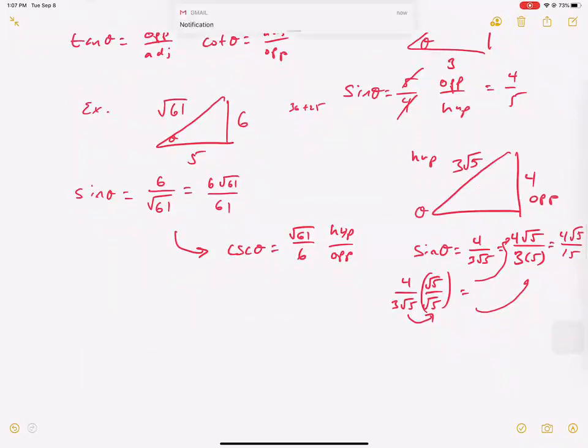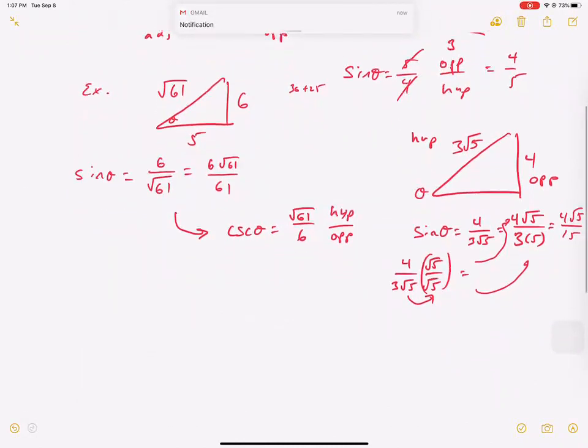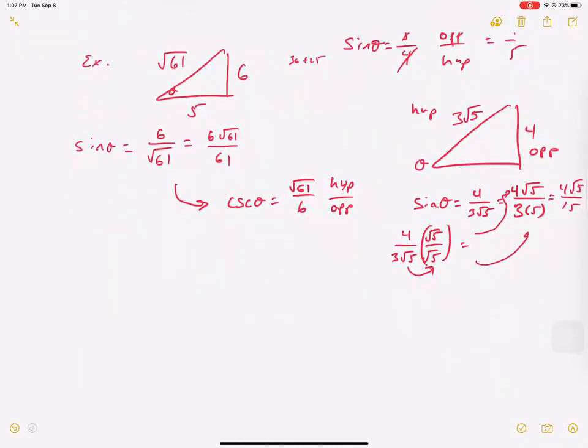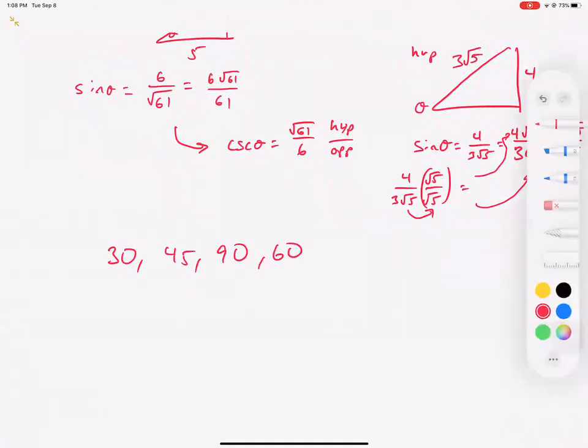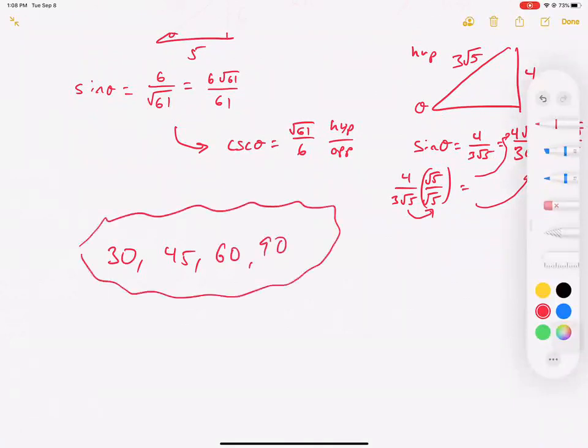So we're going to first start off with special angles for our trigonometric ratios. We mentioned before that we're going to look at the 30, 45, 60, and 90 angles. Let me erase that. You are going to have to know these four major angles.